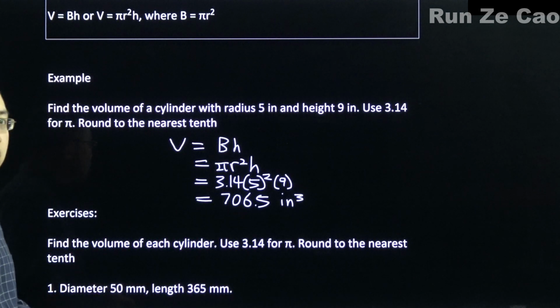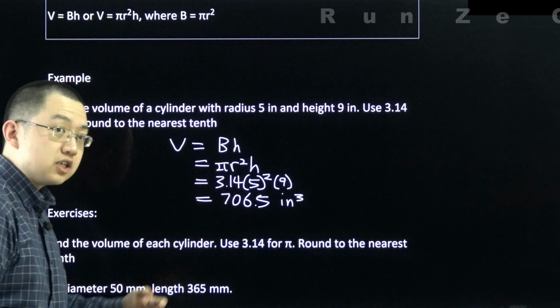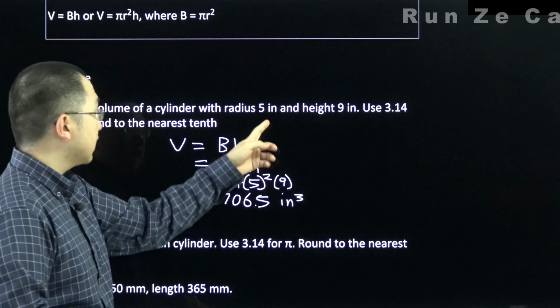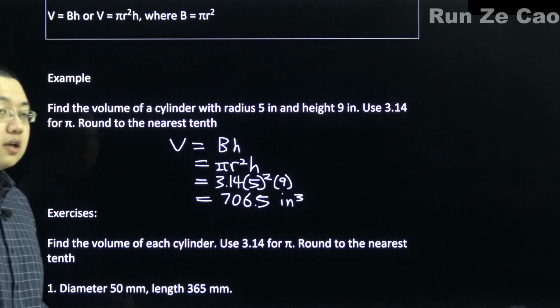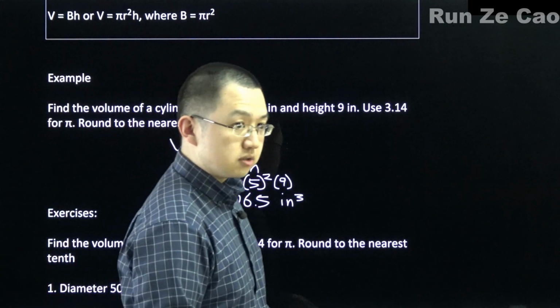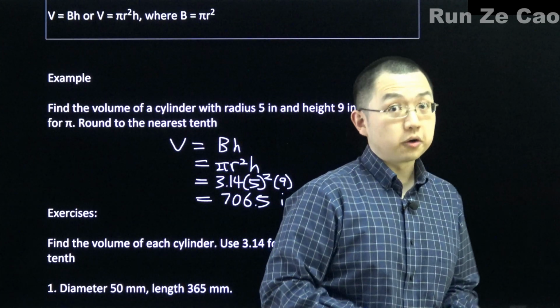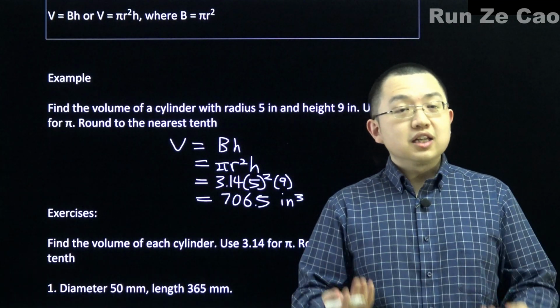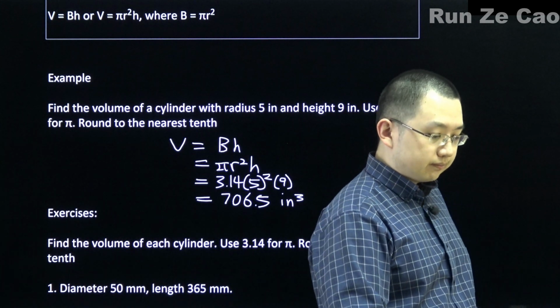Why is it in inches cubed? Well, radius was in inches, and we squared that, so we ended up with square inches, and multiplied by height in inches, which was inches squared times inches. That's inches to the third power, cubed. Turns out we didn't actually need to round. Wonderful.